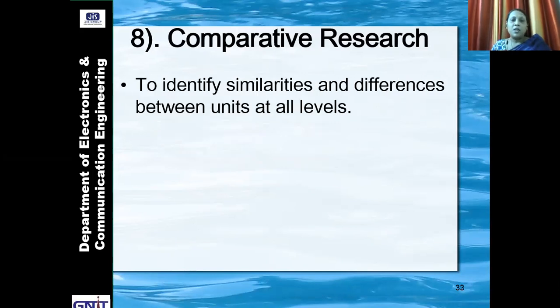Comparative research: to identify similarities and differences between units of all levels. Now, comparative research is a little bit different from classification research. Say you are taking the data, just like previously mentioned, the 40 to 50 age group. Now, in the 40 to 50 age group, 10 people are there. Now, you have to make a comparative study: how much their ideas differ from one to another. So, this is called comparative research.